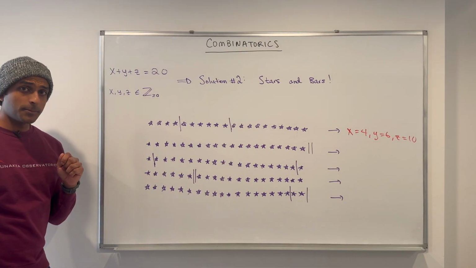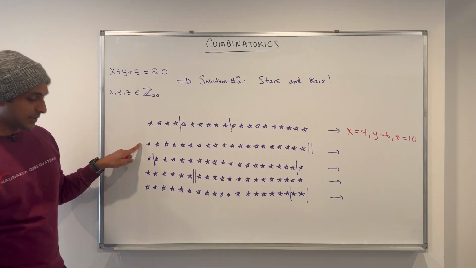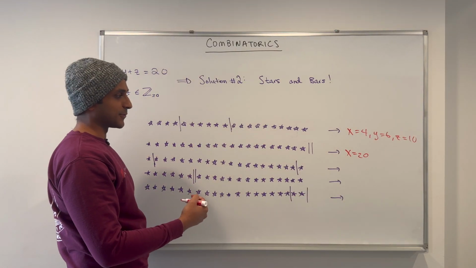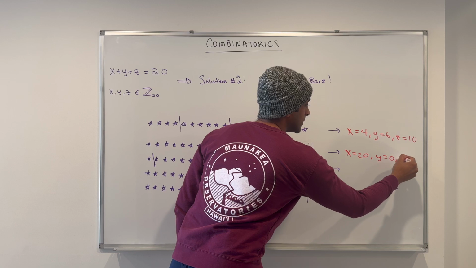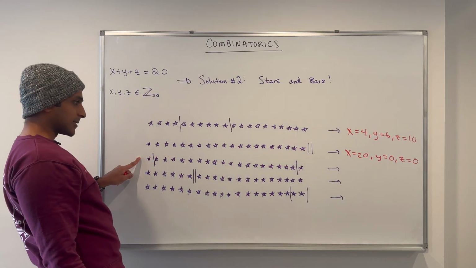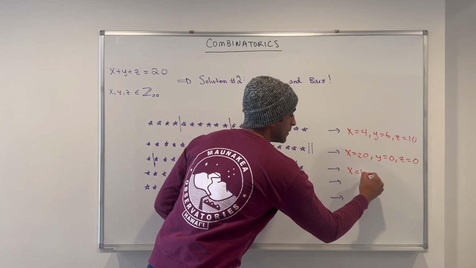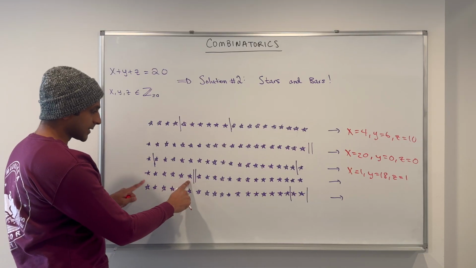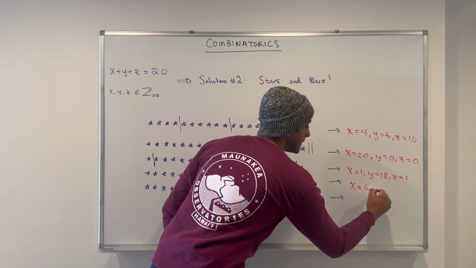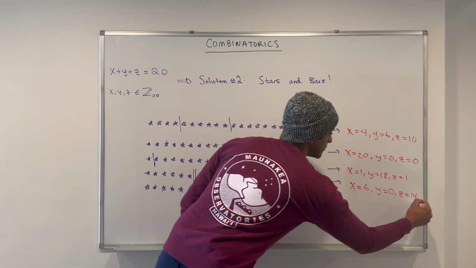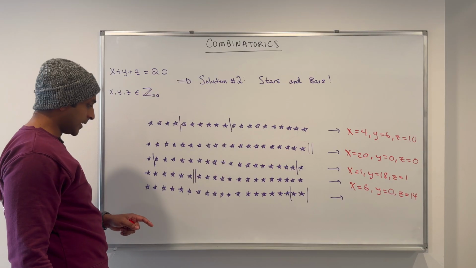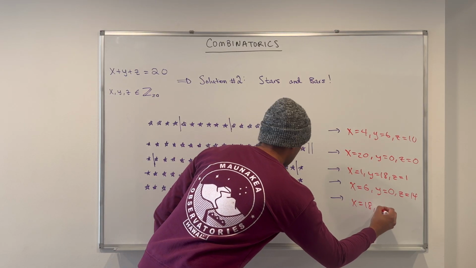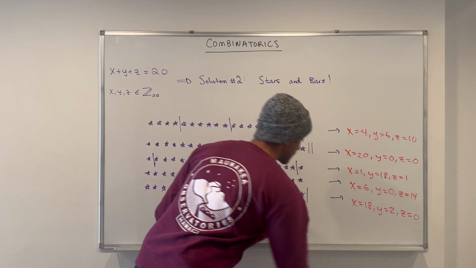Can you fill out the last 4? Well, this looks like x equals 20, since all the stars are to the left of the first bar, and it looks like y equals 0 and z equals 0. And this looks like x equals 1, y equals 18, and z equals 1. And this looks like x equals 6, y equals 0, and so z must equal 14, so there must be 14 stars there. And this corresponds to x equals 18, y equals 2, and z equals 0.